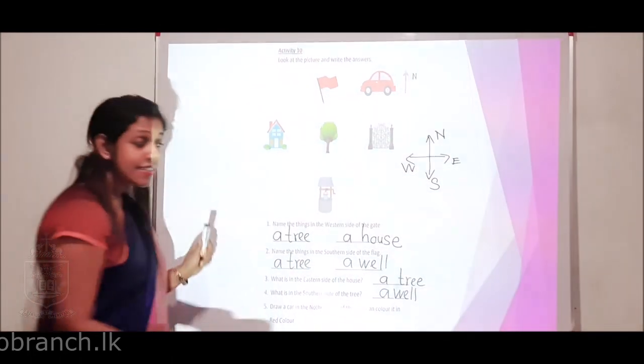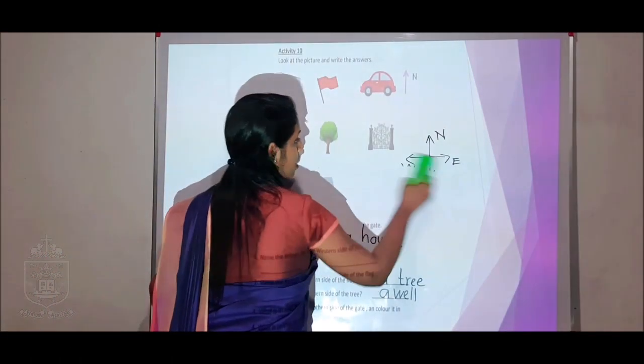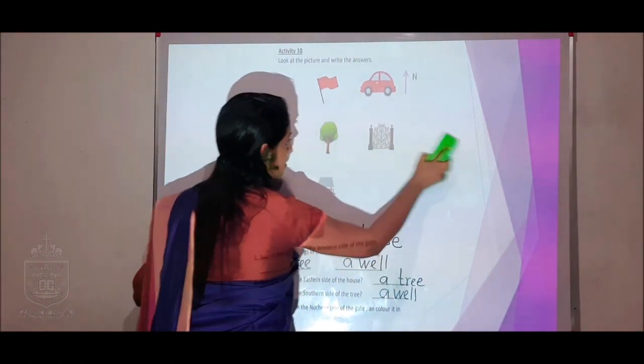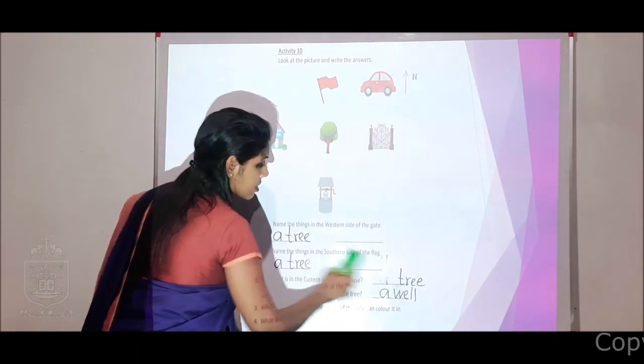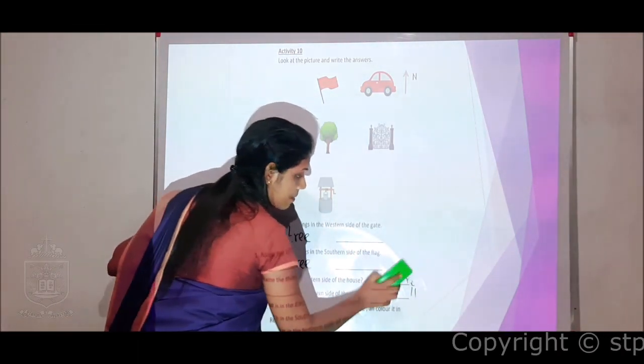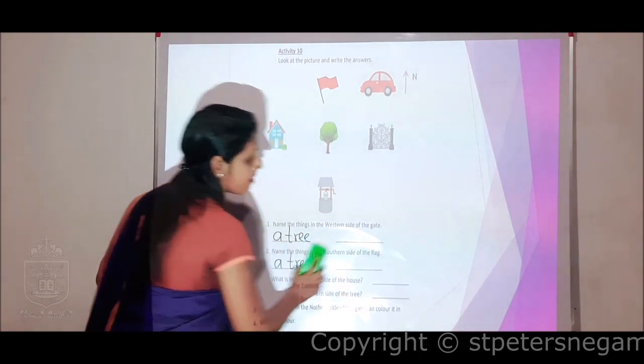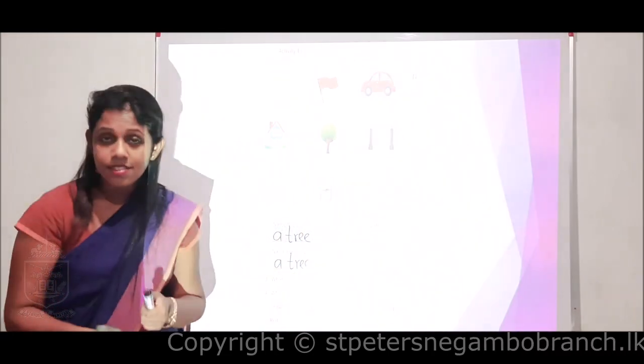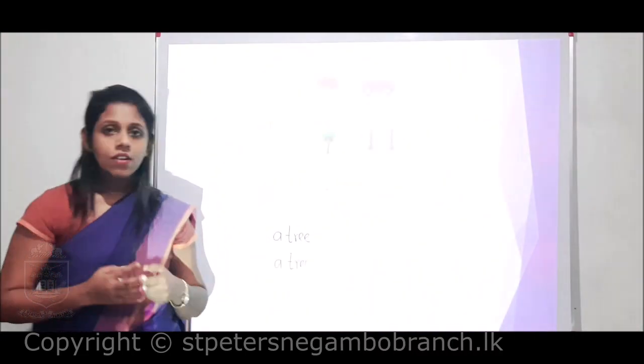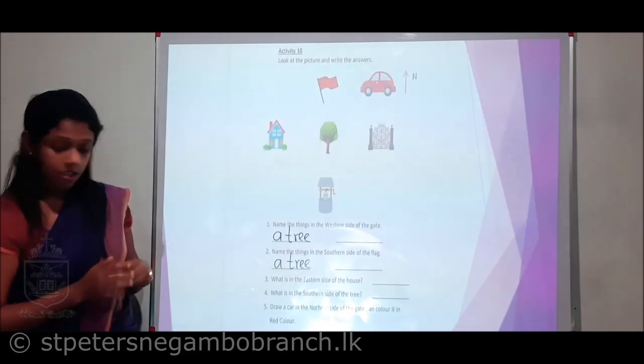So is it clear, my dear children? Now I think you all can understand what the four directions are. You can name the direction and you can find the direction based on the sun. I think all of them are clear. Right.